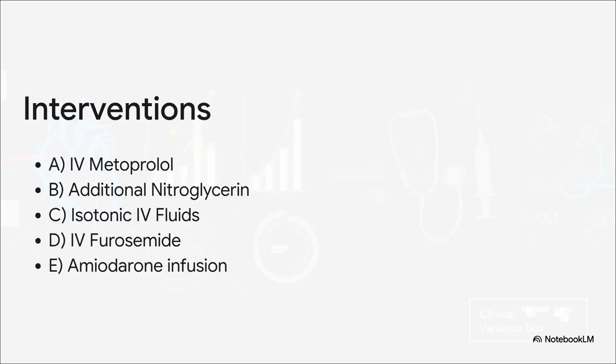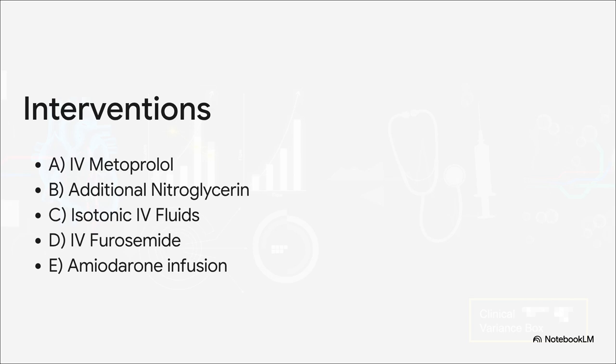Evaluating these 5 options, rapidly restoring venous return with isotonic IV fluids is the only correct answer. Option C is literally the lifesaver here. By pushing isotonic crystalloids, you physically refill the venous reservoir, overriding the nitrate's vasodilation and forcefully restoring right ventricular preload and forward flow. Let's eliminate the rest.